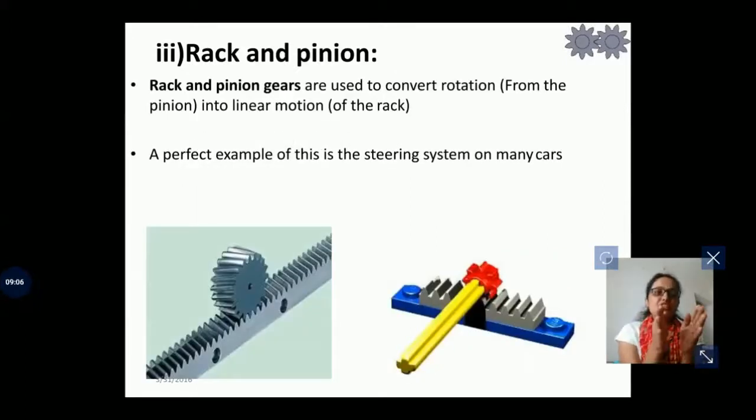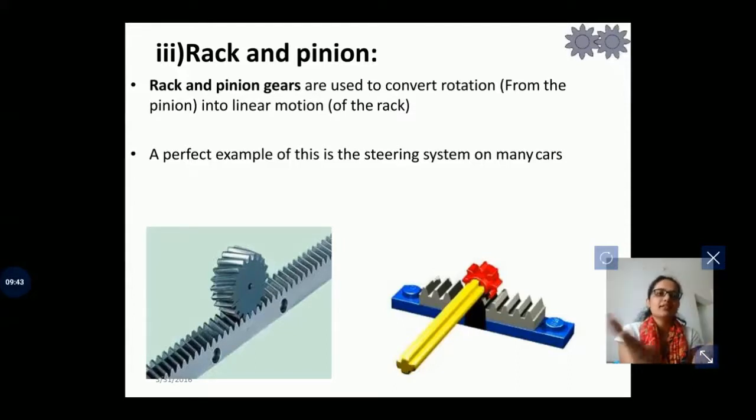Third type, when shaft position is parallel to each other, we have rack and pinion. Rack and pinion are used to convert rotary motion into linear motion and vice versa. Here in this picture we have the pinion and we have the rack. The circular gear is called pinion, which is small in size, and the horizontal or linear toothed part is called rack. Now rack is also a gear, only the pitch circle diameter of rack is infinite, so it becomes straight.